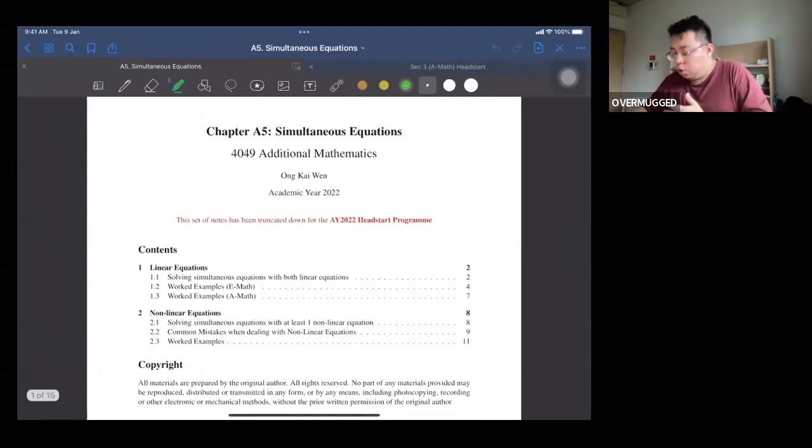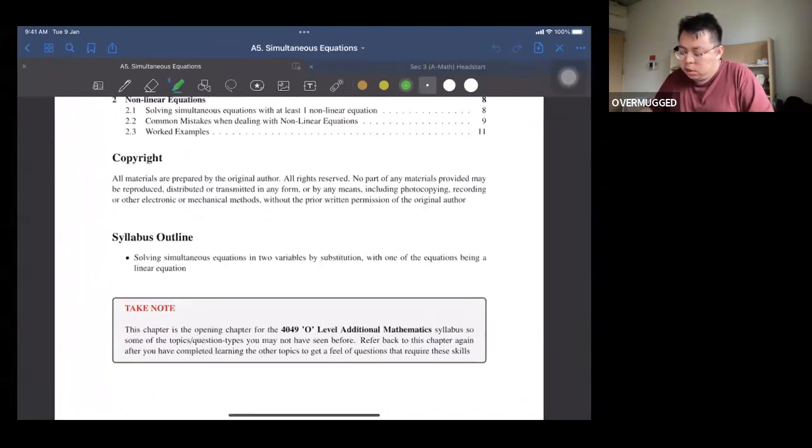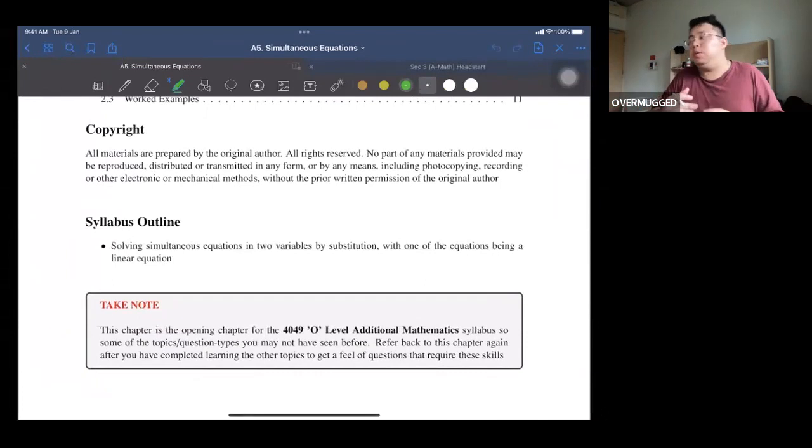So this is the cover page, and the syllabus outline is what SEAB writes on their syllabus guide. Right here is about solving simultaneous equations by substitution, with one of the equations being a linear equation. Now, I know this is a bit chim, so let me explain to you what this means.